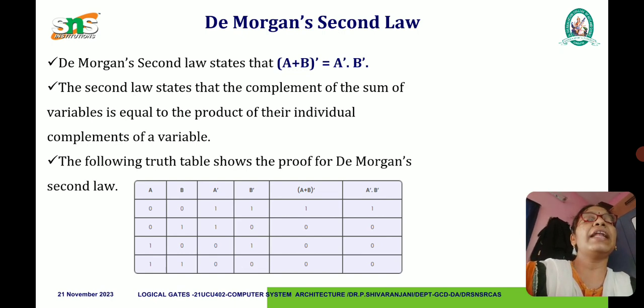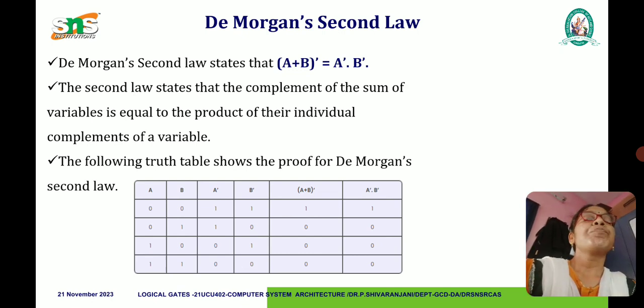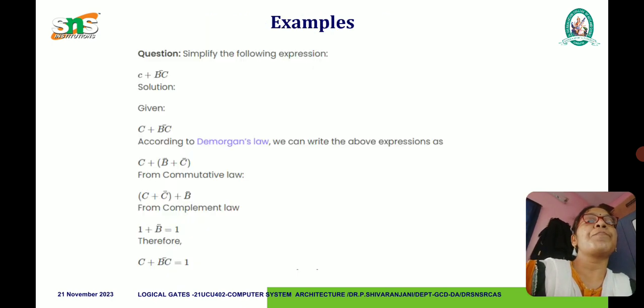Here we have taken a and b, and the inverses a dash and b dash are given. If the value of a is 0, then the value of a dash is 1, and if the value of b is equal to 0, then the inverse of b is equal to 1. So according to that, the inverse of a plus b will have the values 1 0 0 0, and a inverse dot b inverse will also have the values 1 0 0 0 for the 4 combinations.